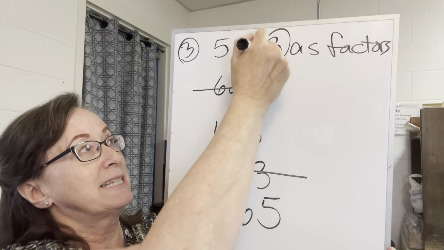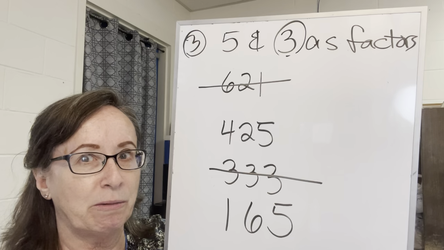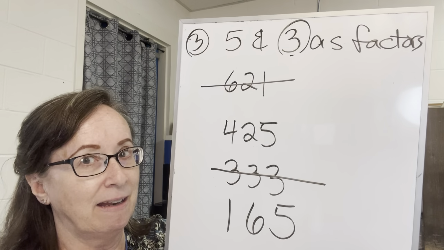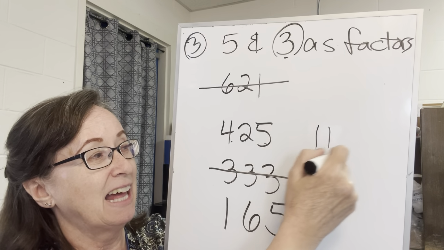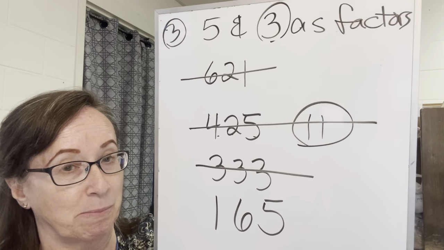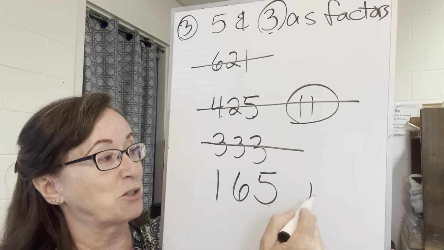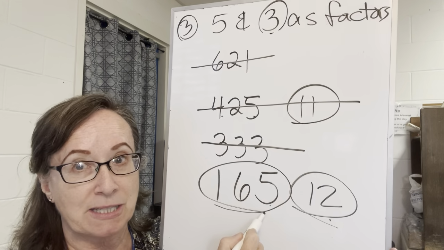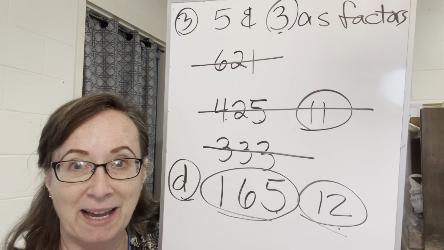So all we have to do is take each one of these 2 that are left and check to see if 3 goes in. Now remember the 3 rule. I add up all the digits. If the sum is divisible by 3, then the whole number is divisible by 3. 4 plus 2 is 6, plus 5 is 11. 11 is not divisible by 3, therefore 425 is not divisible by 3. We got to hope this one is, right? So 1 plus 6 is 7 plus 5 is 12. 12 is divisible by 3. Therefore, 165 is divisible by 3. It's also divisible by 5. And the answer is D, 165.